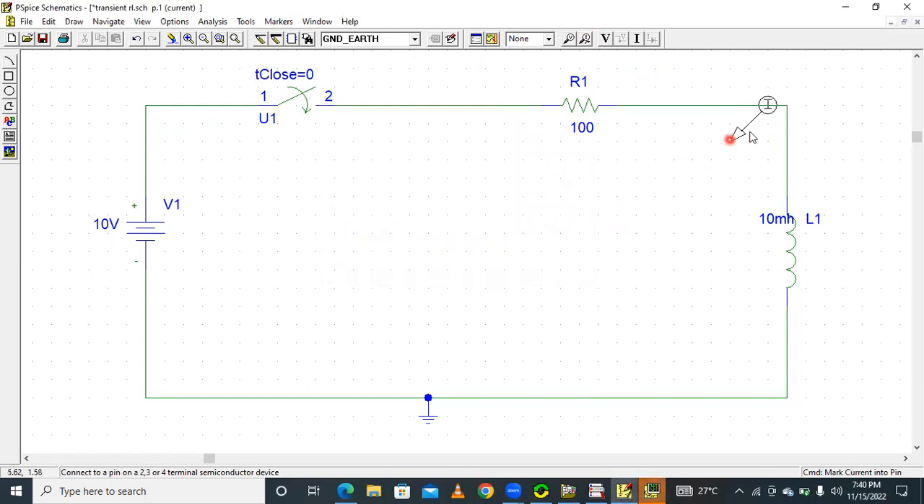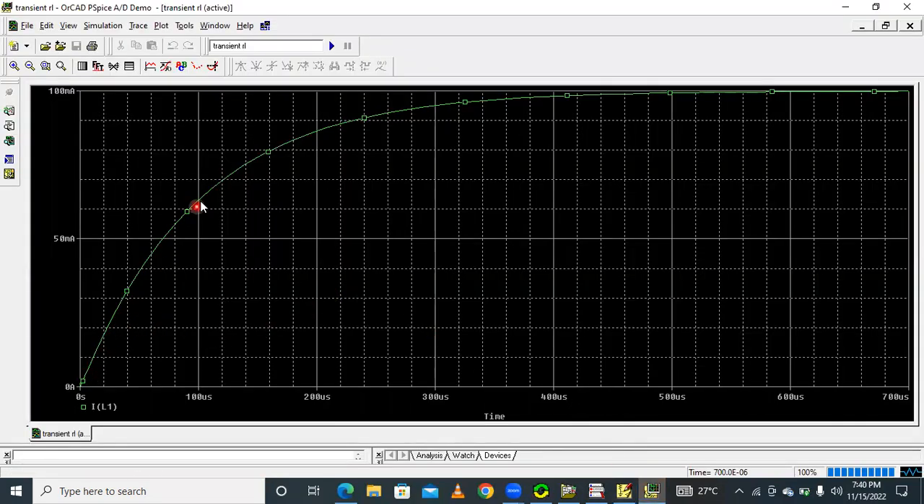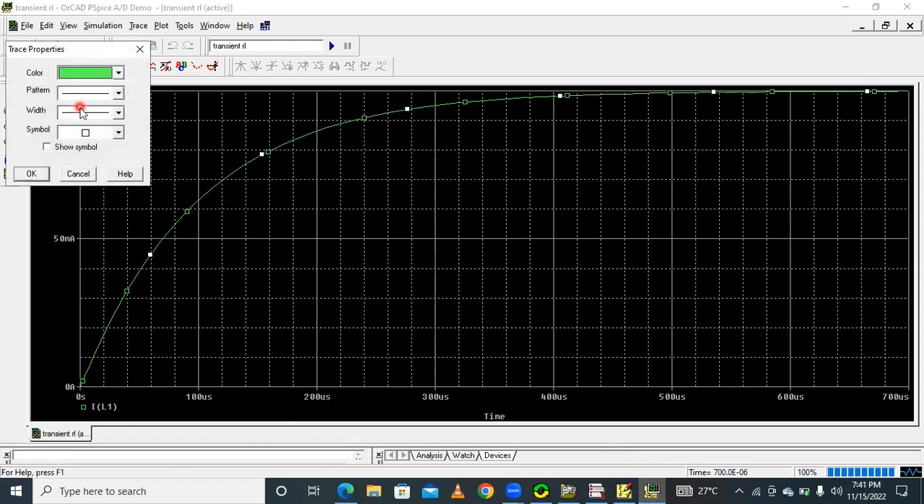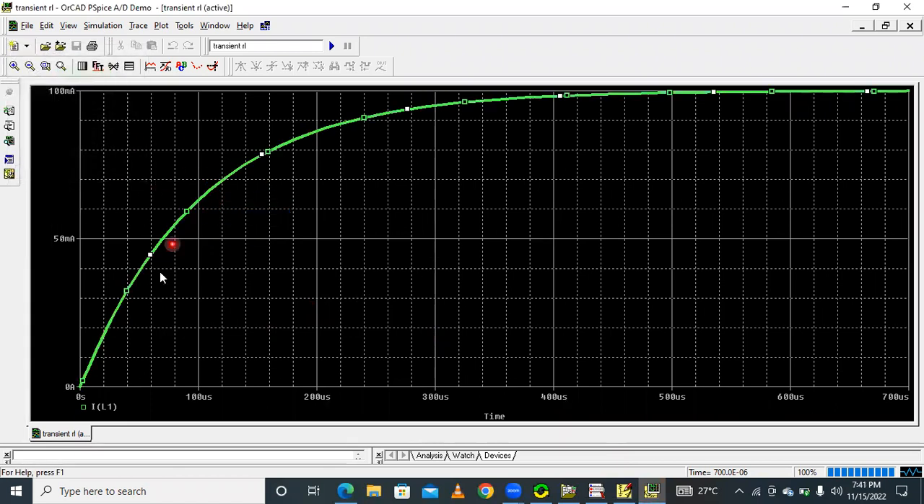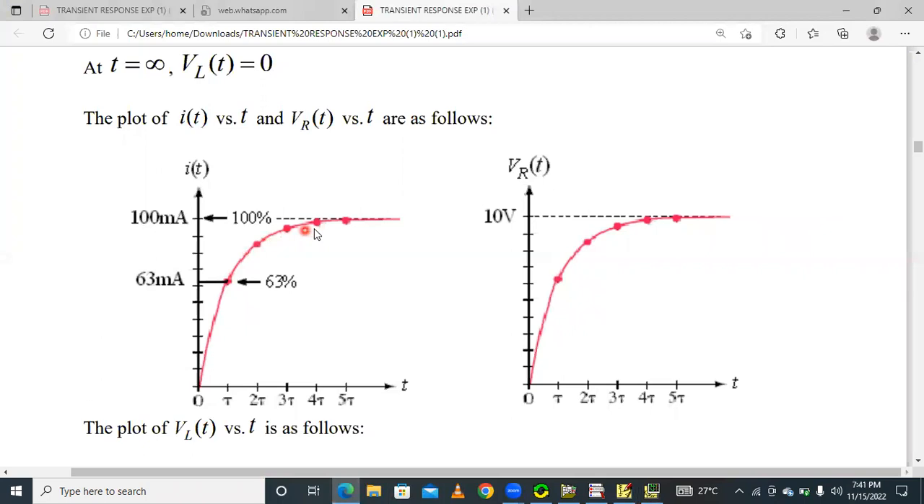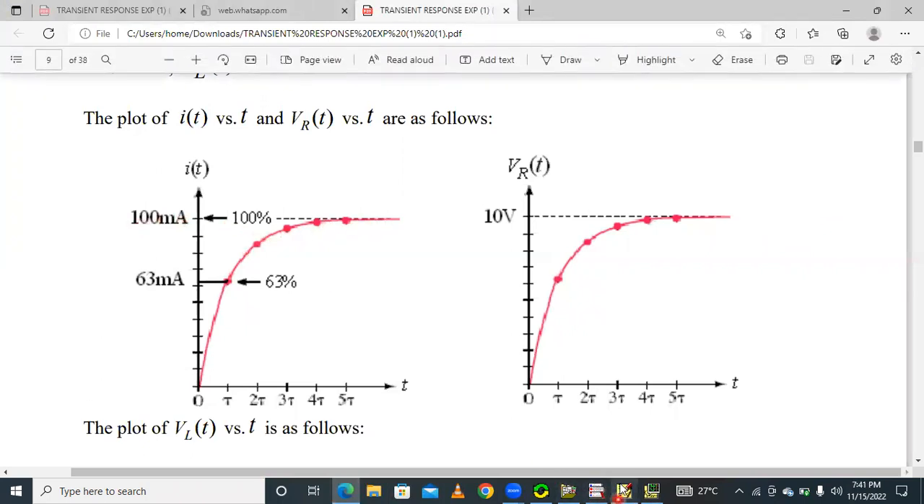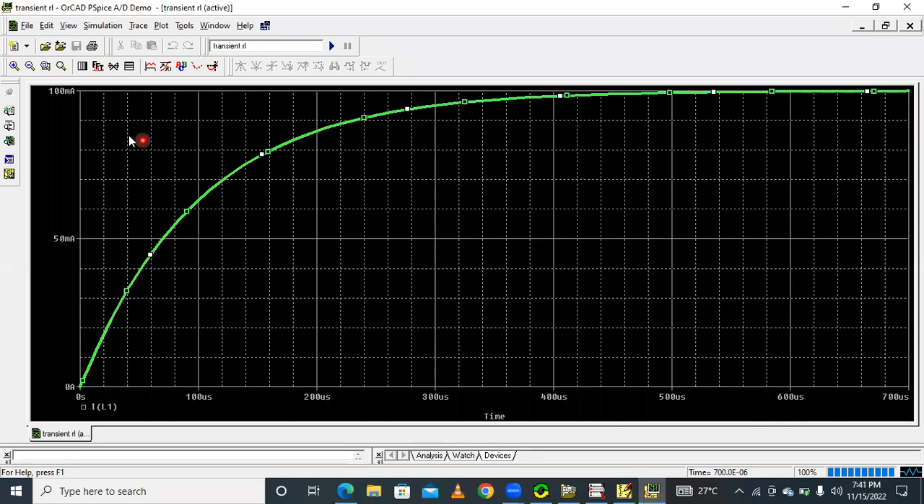Place the current marker on the inductor terminal, not on the wire, on the terminal of the inductor like this, and then press simulate again. So this is our output expression. Change the pulse width like this, and this is our waveform, exponentially increasing up to 100 milliamps. Like this the waveform increases.